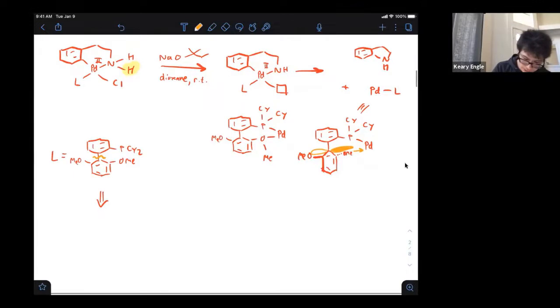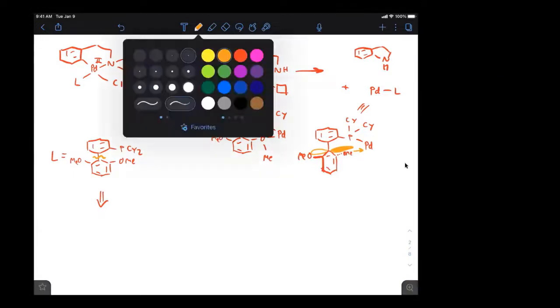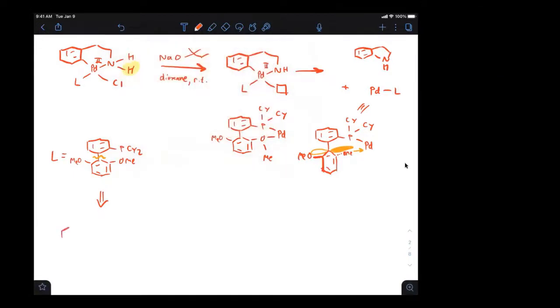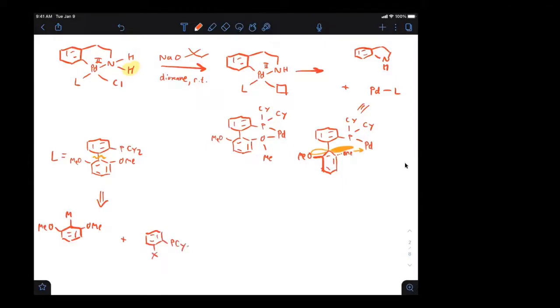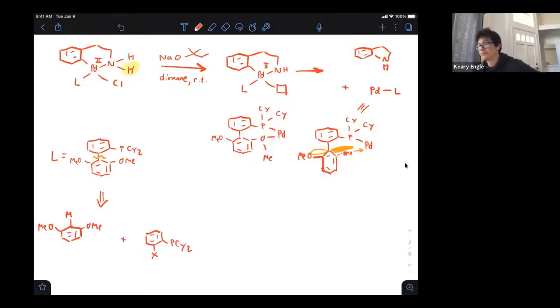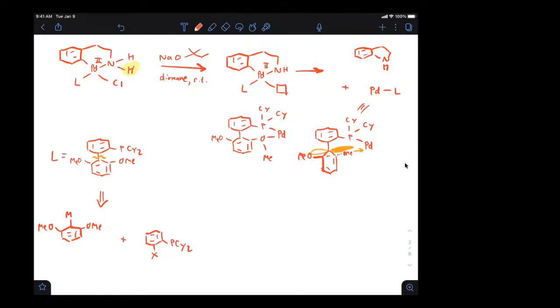So Stone's saying let's cross couple it, and you want to do, I'll draw this out, some metal here. You said Negishi, so organozinc, and then some halide here. Is that right, Stone? Yeah. And what potential problems could you see from this, if any? It's like just too hindered.